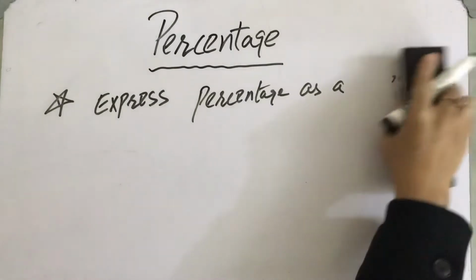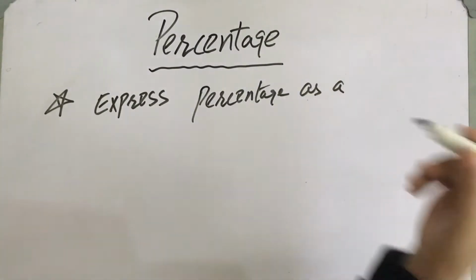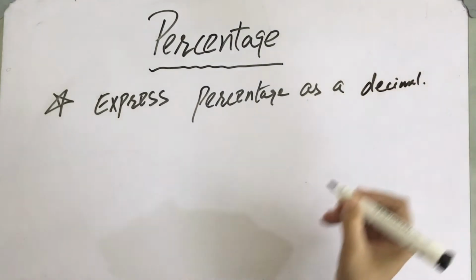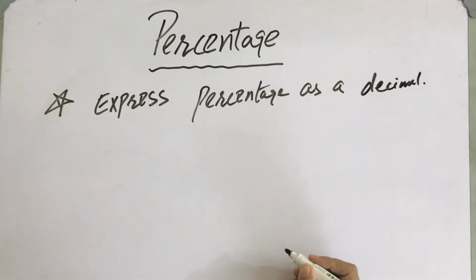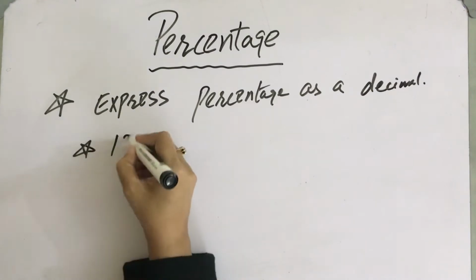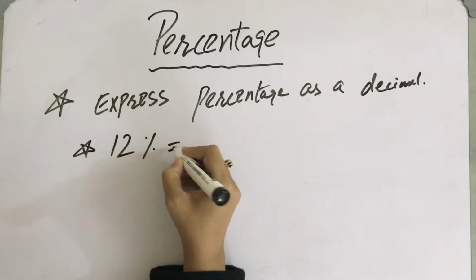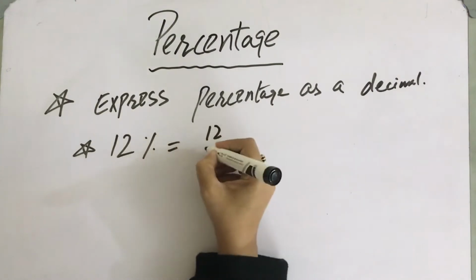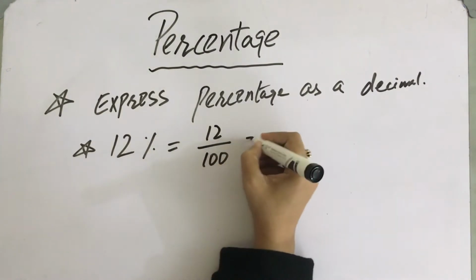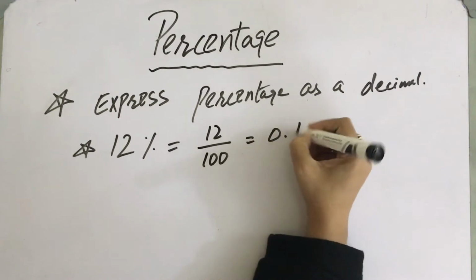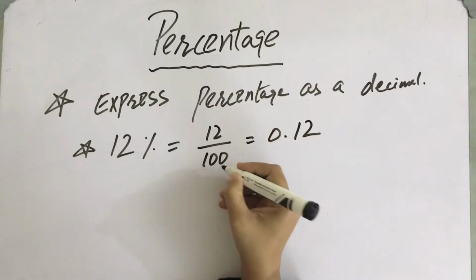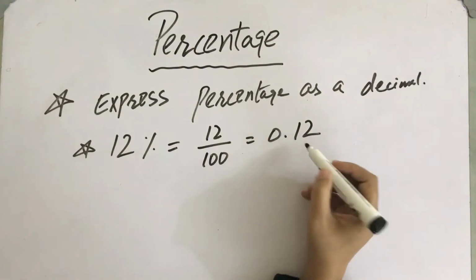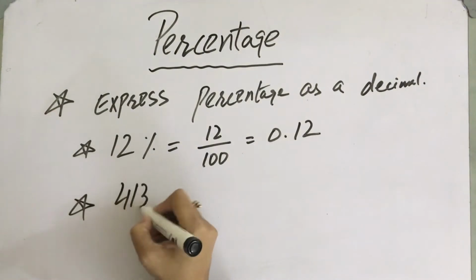Similarly, we can have questions in which we have to express a percentage as a decimal. So we are given a percentage and we have to give our answer as a decimal. I have 12% and I have to give my answer in decimal. First of all, I remove this percentage sign and divide by 100, and my answer in decimal will be 0.12. As there are 2 zeros in the denominator, my decimal will be after 2 digits, and it will be 0.12.